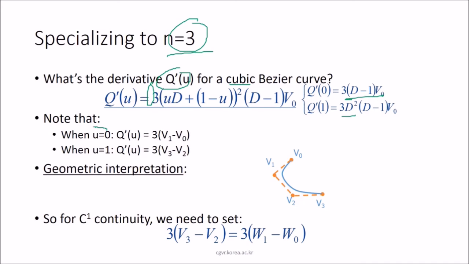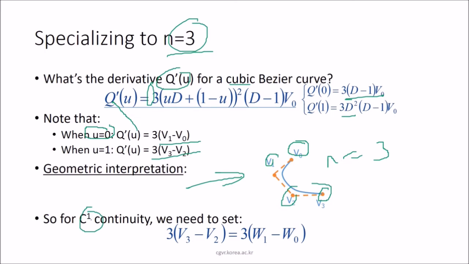So we have to note that if u is equal to 0, q dash u becomes 3v1 minus v0, while if u equal to 1, q dash u becomes 3v3 minus v2. Okay, we are talking about this v0, v1, v2 and v3. So we are specializing for n equal to 3. This is the geometric representation.